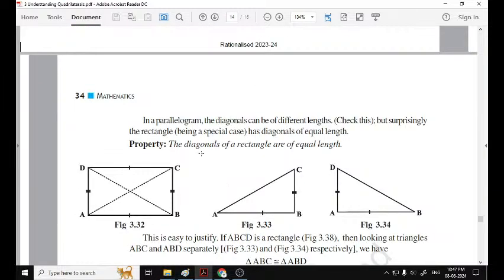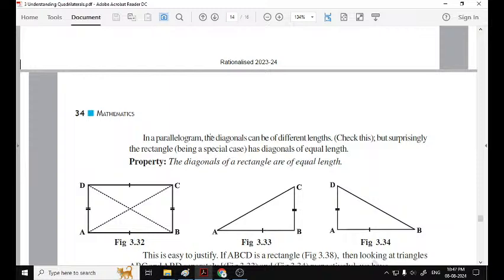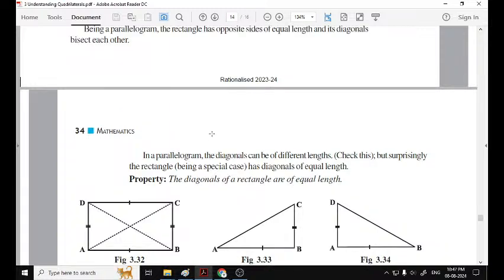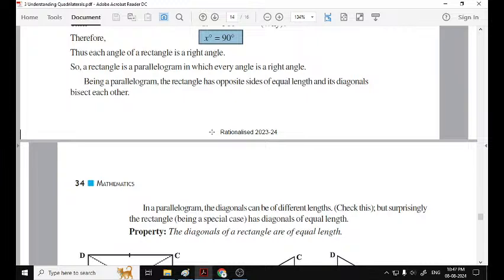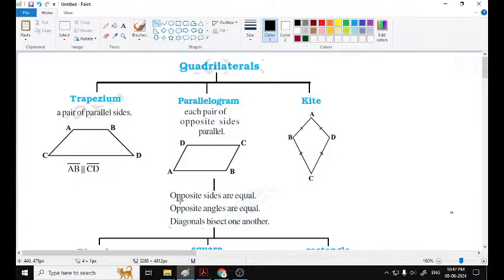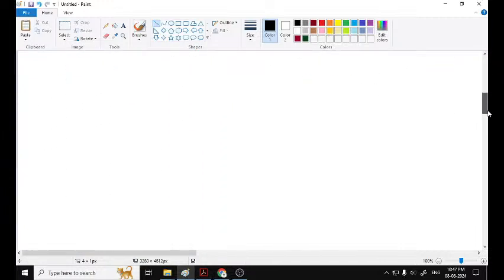Properties of rectangle: diagonals of the rectangle are of equal length. Diagonals of a parallelogram are not equal. They bisect each other. But diagonals of rectangle are equal. We can explain this with the help of activity.